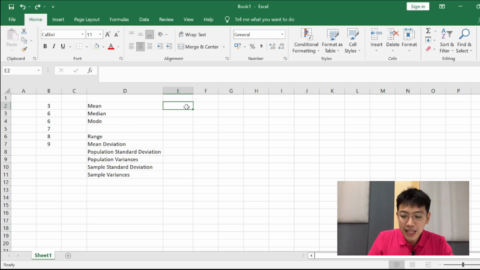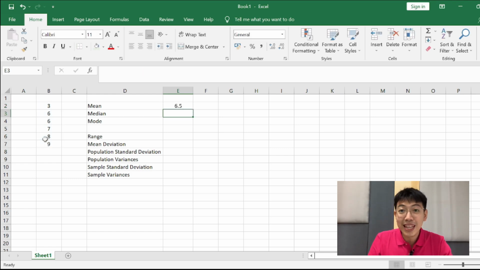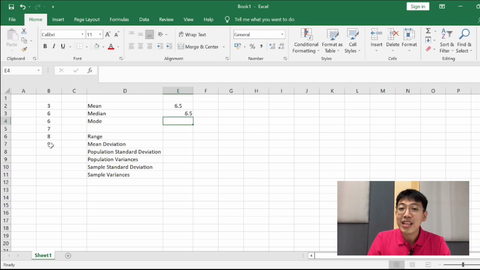Then we find the mean, just equals, then average, then we choose the data. Okay, P2 up to P7, close bracket and enter. The mean is 6.5 like previously what we have calculated. Median equals median and then find the data. Okay, close bracket, enter. The median is 6.5 like what we have calculated before as well.